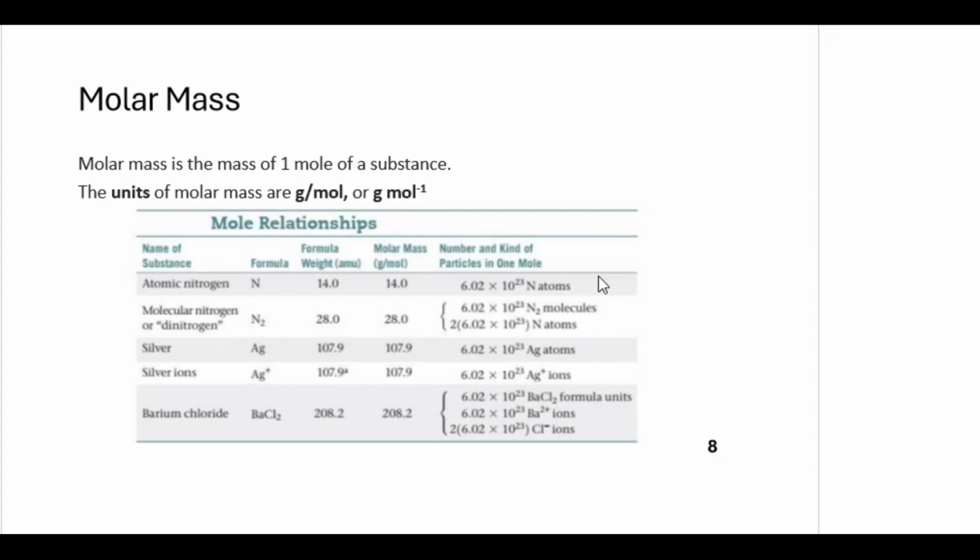So that is why we need to look at the mass of 1 mole of any substance. So when we say molar mass, it means mass of 1 mole of a substance. If you take 1 mole of any substance and you weigh it, the mass you get is the molar mass of that substance. We have some examples here.